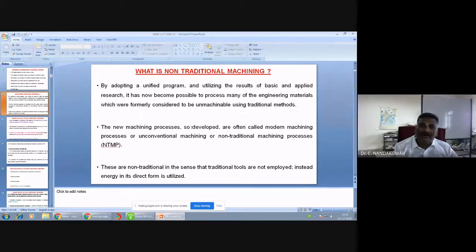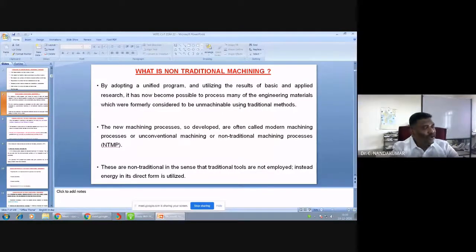What is non-traditional machining? It is the unconventional or non-traditional machining process, adopting a unified program utilizing the results of basic and applied research. It has become the process for many engineering materials, as I already told, which were formerly considered unmachinable using traditional methods.